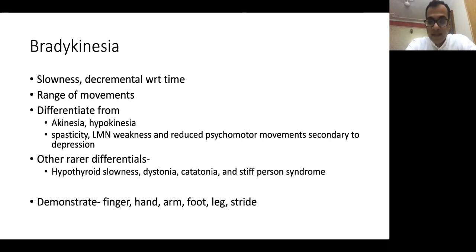To look for bradykinesia, you can look at the finger tapping. This is the easiest and the best way. Then you have hand movements, you open and close your hand, and a Parkinson patient will start off by opening the hand fully, but then gradually they'll go like this. The hand may not open completely. Pronation, supination movements, they'll be able to do completely initially at good pace, and then they'll come down. They won't be able to do it at all.